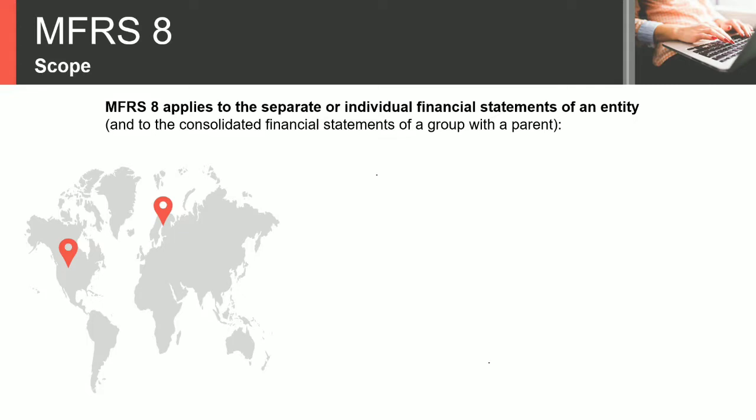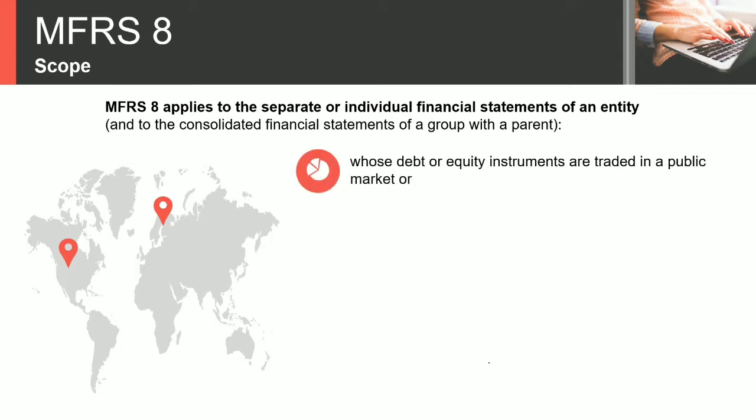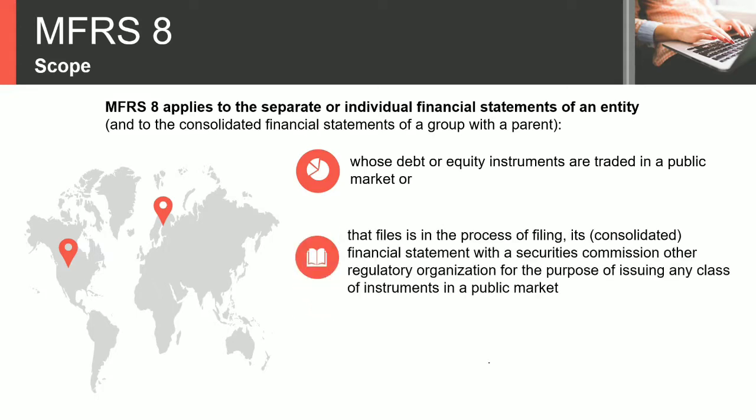MFRS 8 applies to the separate or individual financial statements of an entity and to the consolidated financial statements of a group with a parent, whose debt or equity instruments are traded in a public market, or that is in the process of filing its consolidated financial statements with a Securities Commission or other regulatory organization for the purpose of issuing any class of instrument in a public market.